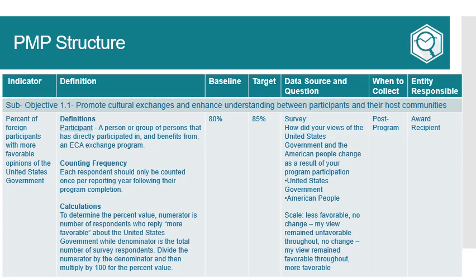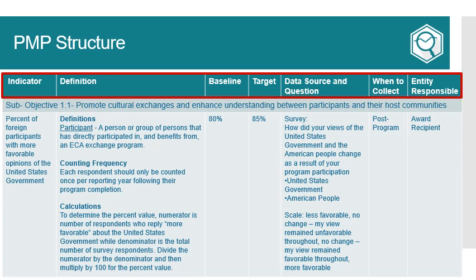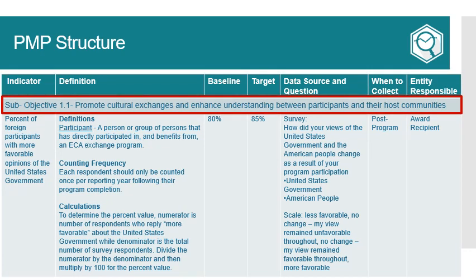At this point, you might be wondering what a PMP looks like. A PMP is usually in a table format with the columns representing the important elements of an indicator. The table can also consist of rows that divide the indicators into their applicable objectives. For the ECA PMP, each standard indicator is used to measure a standard subobjective or objective of the program.